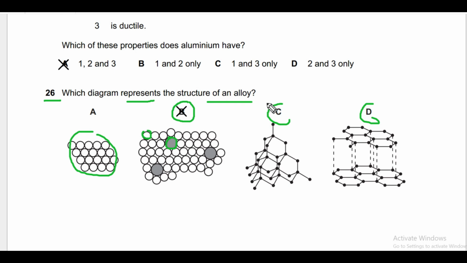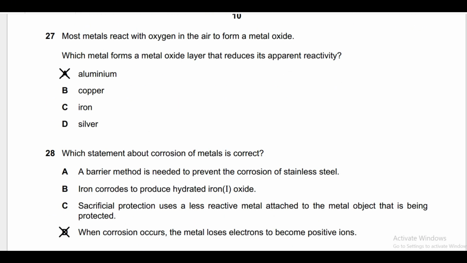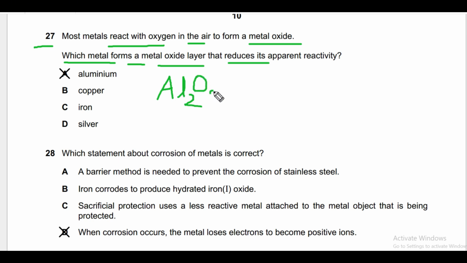Next, 27. Most metals react with oxygen in the air to form metal oxide. Which metal forms a metal oxide layer that reduces its apparent reactivity? Aluminum appears less reactive because aluminum reacts with oxygen and a strong coating of aluminum oxide is formed, which makes aluminum less reactive. So A is the right answer.